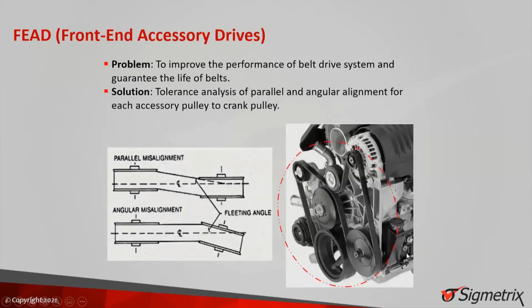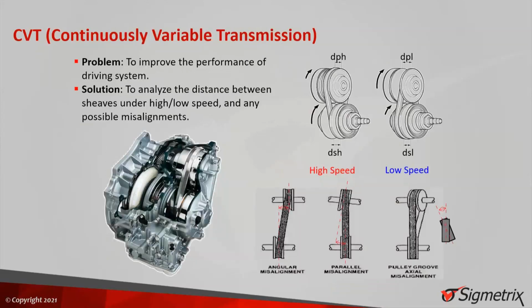Okay, this is the front side accessory belt driving system. So they analyze the alignment between those pulleys, including the angular and also the offset misalignment. And this is a transmission, say CVT, continuously variable transmission. So high speed, low speed, two different configurations in a single model. And the multiple measurements like angular misalignment and offset misalignment, also the twist.